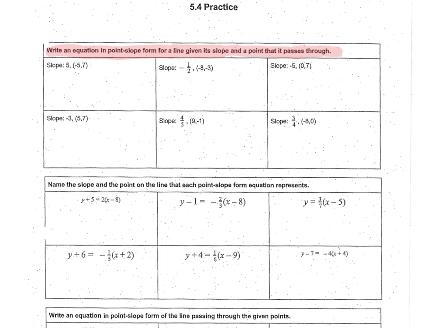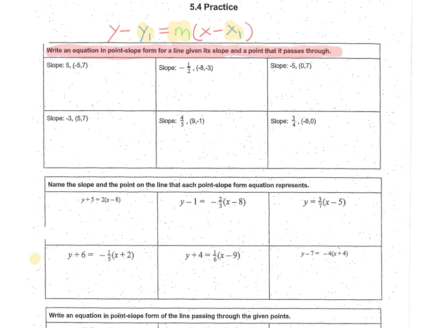So point-slope form is y minus y1 equals m times x minus x1. In point-slope form, we are looking to replace the m with the slope, and then the x1 and the y1 with the ordered pair that is specific to our problem.